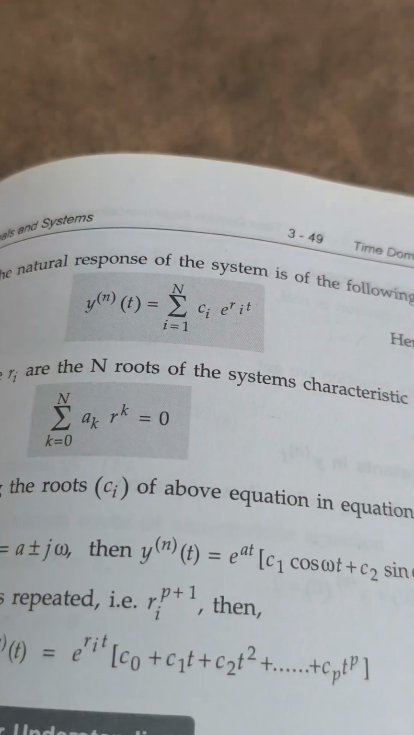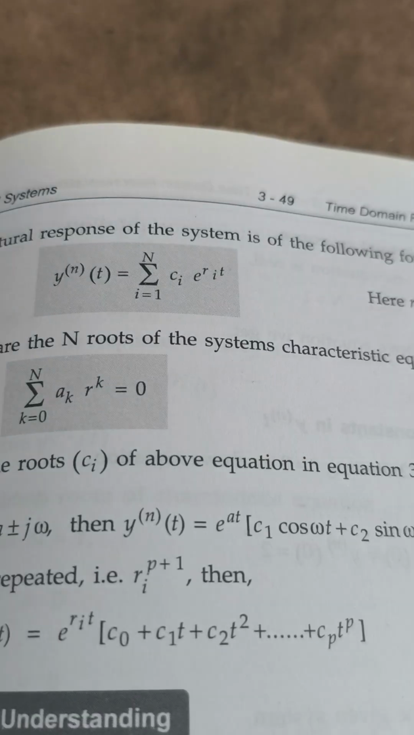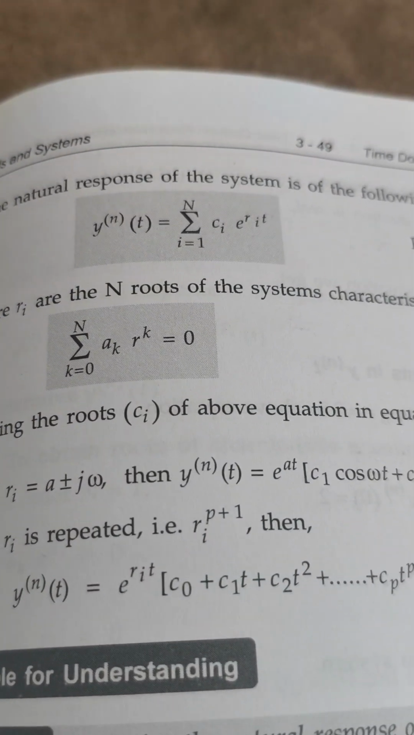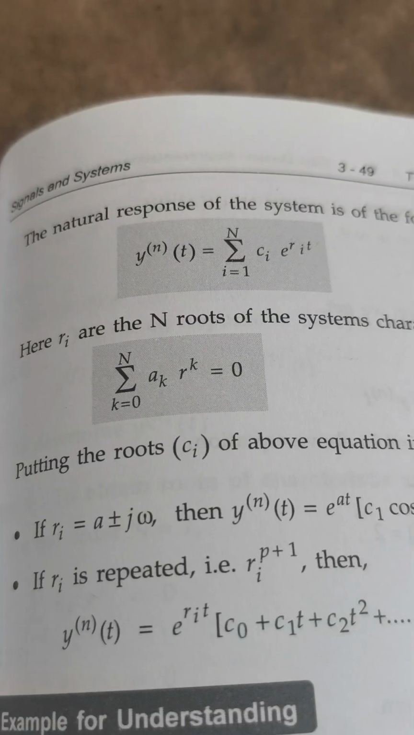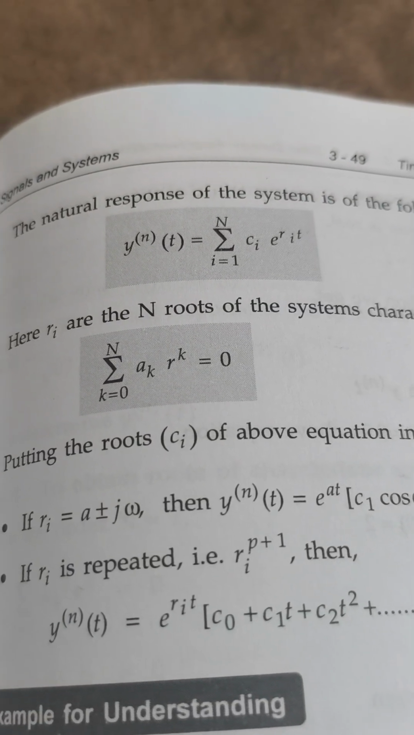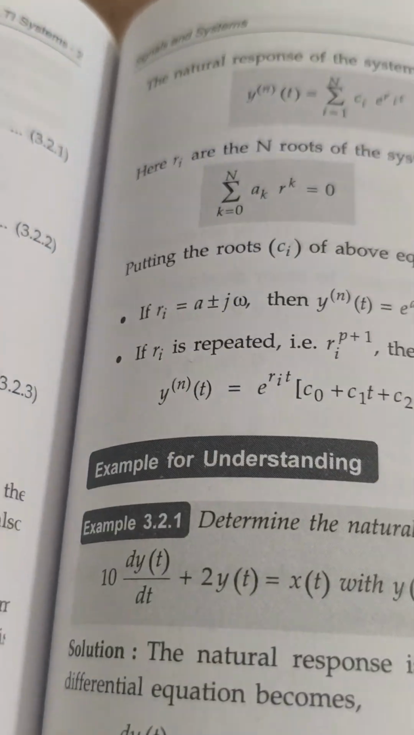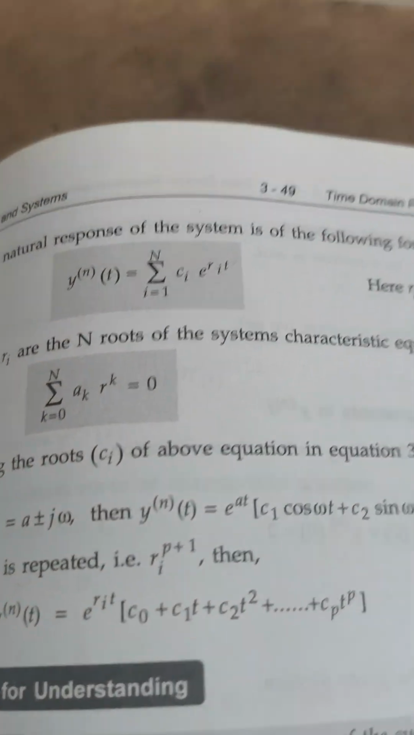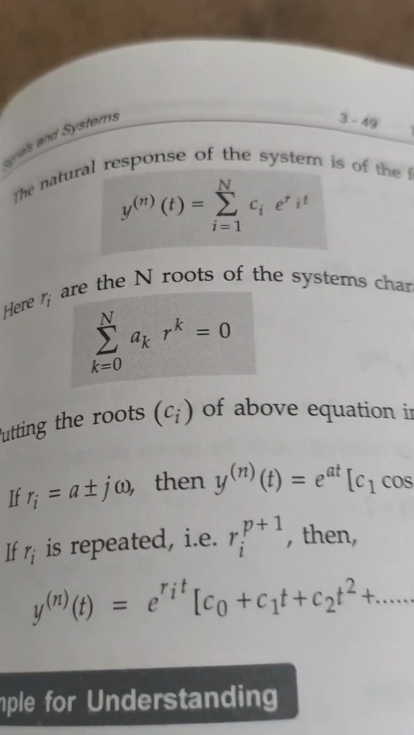That is, y raised to n of t equal to, it is of the form of summation of i equal to 1 to n, ci e raised to ri t. This is the form. This equation we will write in some standard form like this.